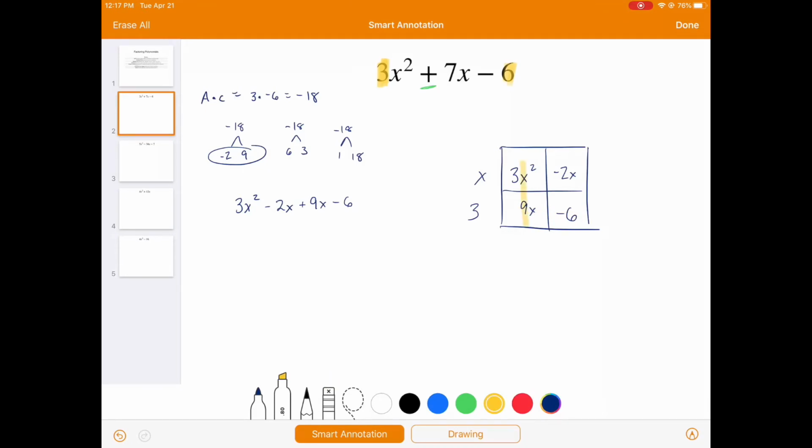So 3x squared and 9x. Both 3 and 9 are divisible by 3, and both of those things have an x in them, so I can take out x.